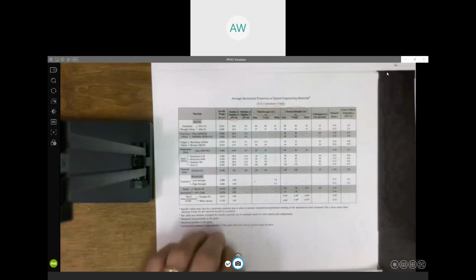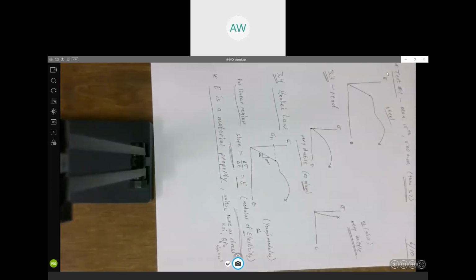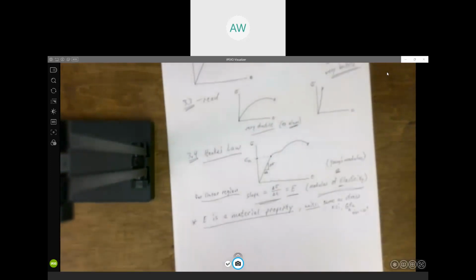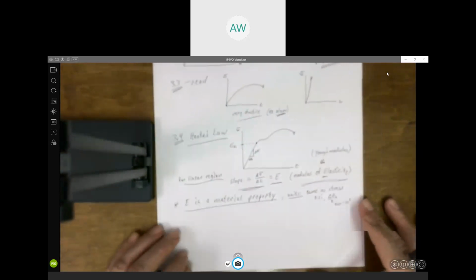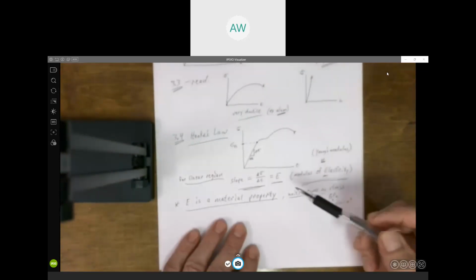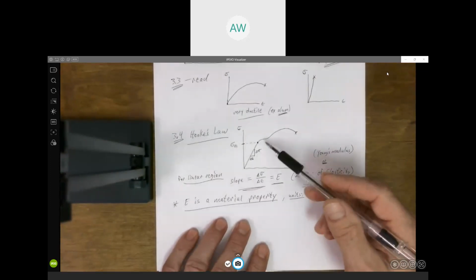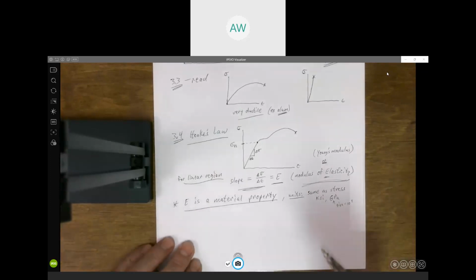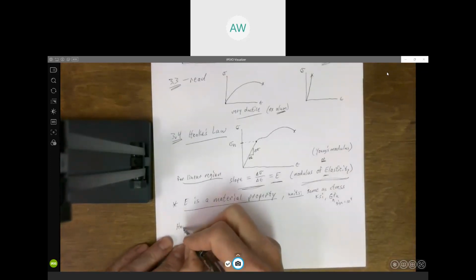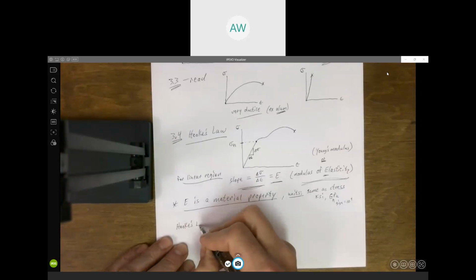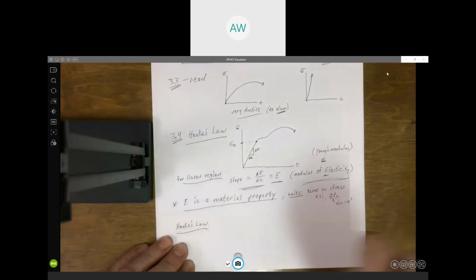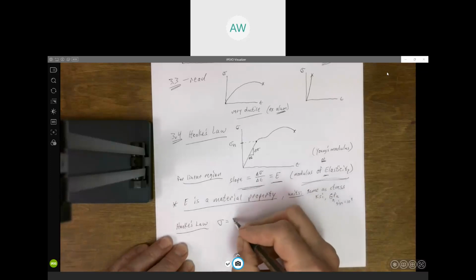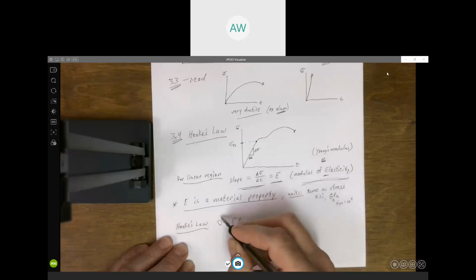Okay, then we'll come back to what we were talking about. We were headed toward Hooke's law, right? To get Hooke's law, we define the slope of this linear part as the modulus of elasticity, and we call it E. So Hooke's law is very simple. It's the relationship between stress and strain. Typically, the way you see it is sigma is equal to E times epsilon.